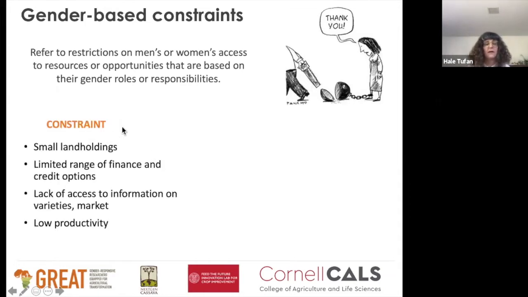For example, for a smallholder in any setting globally, small land sizes are generally an issue. You have a limited range of finance and credit options. You may have limited access to markets or productivity.